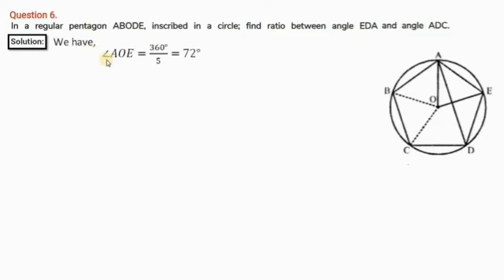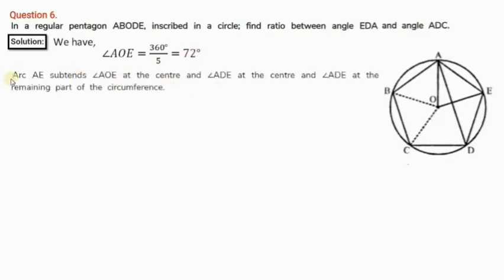Since this is a pentagon, that means there are 5 sides, right? So the central angle will be calculated using the formula 360 by n, where n is 5 out here. So 360 by 5 is how much? 72 degree. That means each central angle is 72 degree. So AOE means this angle, and this full angle is 72 degree.